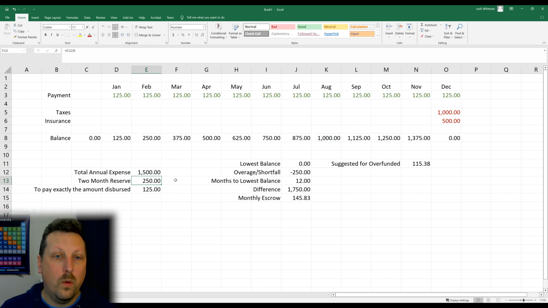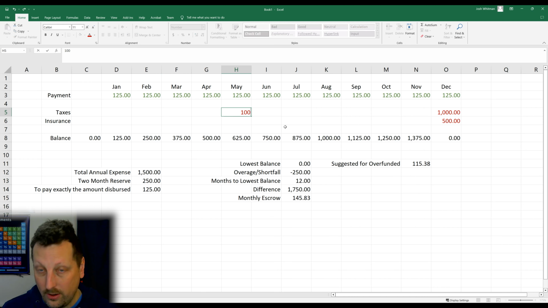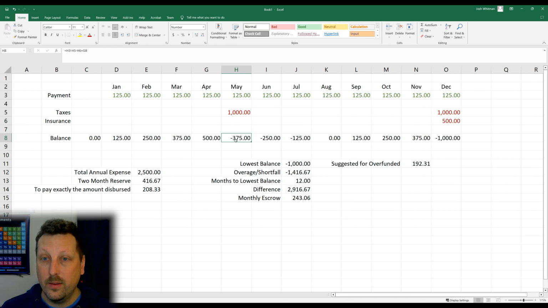Now that we know the reasonable amount we're allowed to be holding at the lowest point in the year, the way it's described is whichever month ends up being the lowest month. So if you have to pay the property taxes earlier in the year, that's going to become the lowest month, right? Where minus 375 is as low as our balance ever gets.